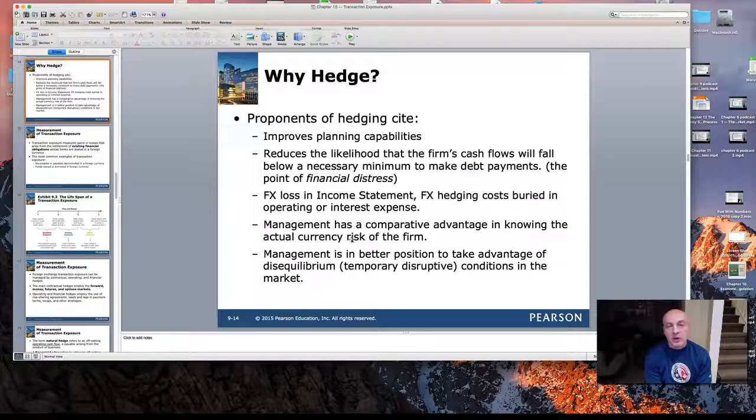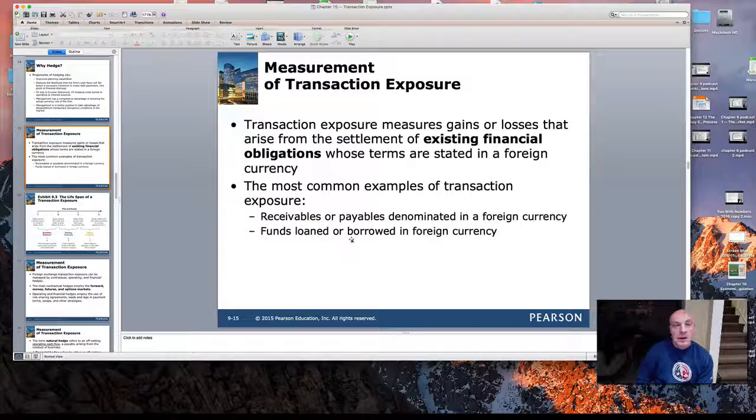So management knows what foreign exchange risks they should hedge. They would know it much better than shareholders do. One of the purposes of management then should be to go ahead and to hedge against potential adverse foreign exchange effects. And then lastly, management is in a better position to take advantage of these disequilibrium, or what the book terms temporary disruptive conditions in the market. So they can go ahead and do selective hedging if they take a view on where interest rates will go in the future.